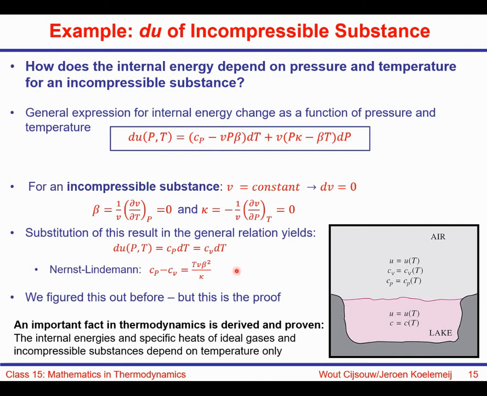And together with what we saw on the previous slide, we find an important fact of thermodynamics. If you treat, for example, air as an ideal gas and water in a lake as an incompressible substance, then in that case, you can write the heat capacities as only a function of the temperature, and the same for the internal energy as well, for the air as well as for the water. For the water, in addition, you can write a single specific heat, because Cp is equal to Cv in this case.